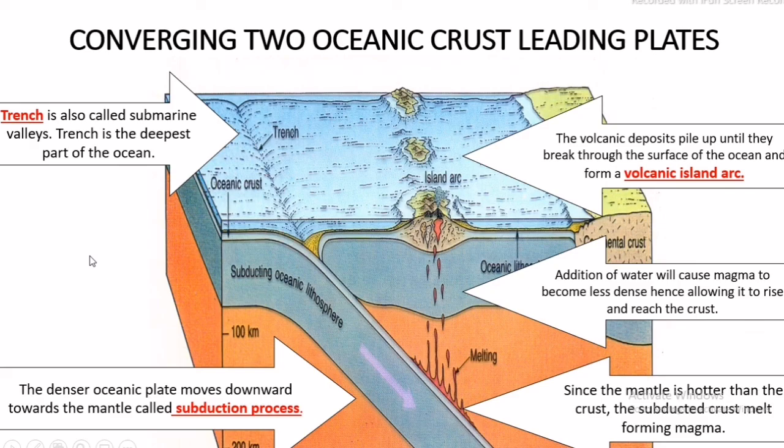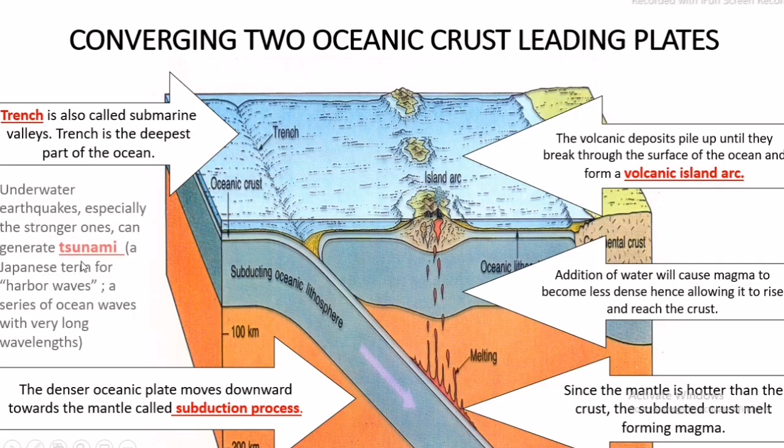Since we are talking about two oceanic plates, earthquakes occur there. Underwater earthquakes, especially the stronger ones, can generate a tsunami, a Japanese term for harbor waves, a series of ocean waves with very long wavelengths. So if the earthquake is strong enough, a tsunami will be generated. Remember that a tsunami is a big wave. It can destroy anything.